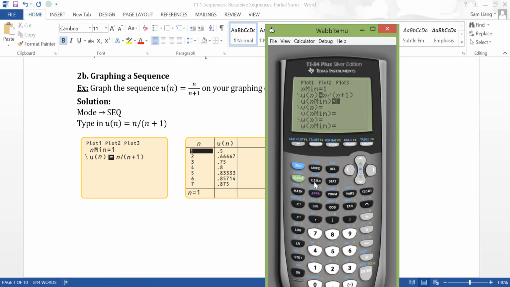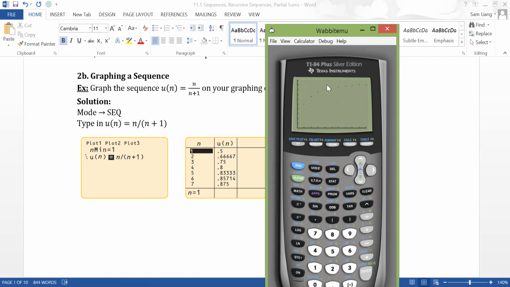Yeah, right here, under mode. Okay. But yeah, good question. Sorry, I should have said that. But yeah, again, n is right here. So you just press that and you get n, whereas normally, for function, we get x. Okay. But yeah, this is the graph.